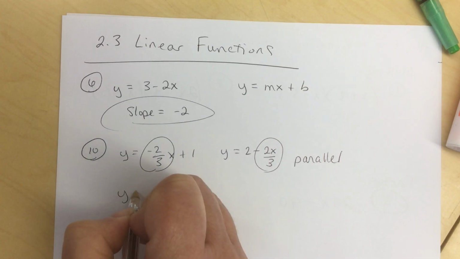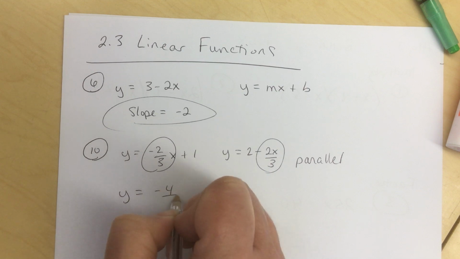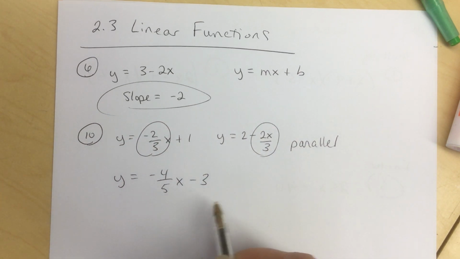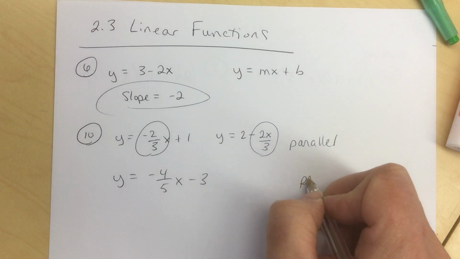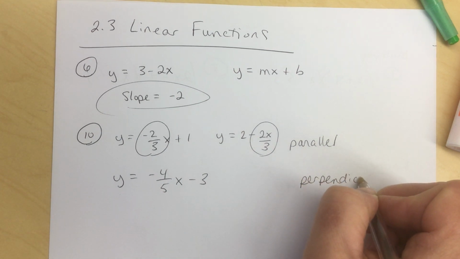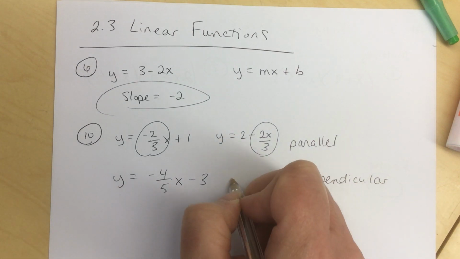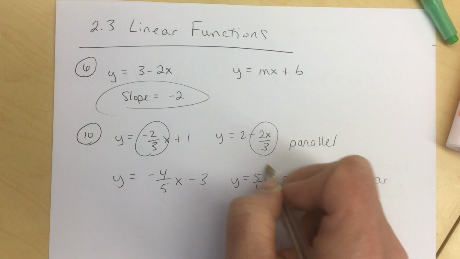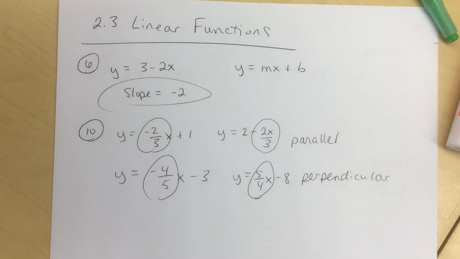So what if I had -4/5 x minus 3, and I needed to write an equation that was perpendicular to it? What would its slope be? 5/4. Exactly. Y equals 5/4 x, and then it could be anything, -8. So positive 5/4 and -4/5.